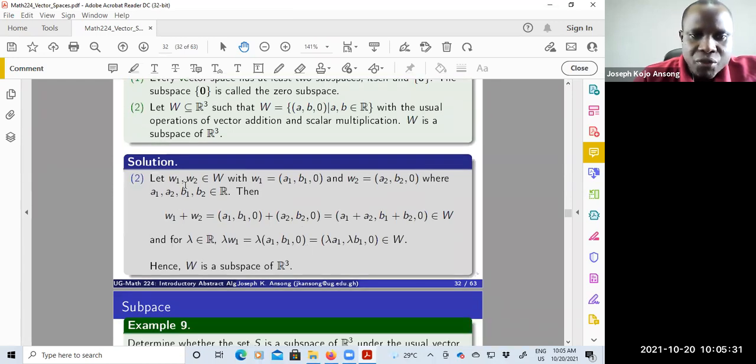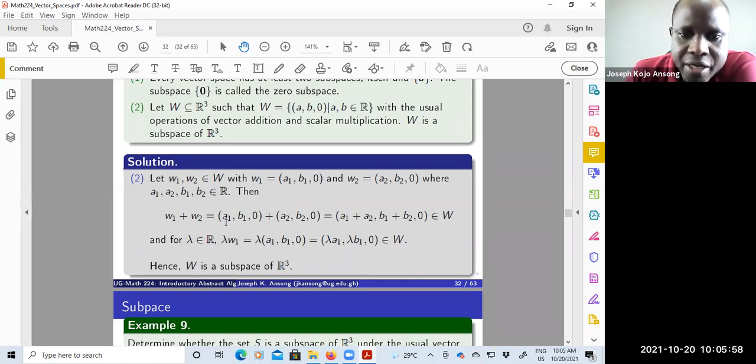Let's choose W1 and W2 to be elements of W. If they are elements of W, then we can write W1 as (A1, B1, 0) and W2 as (A2, B2, 0). Again, every element in W must have a 0 as the third element, where these guys are real numbers, of course.